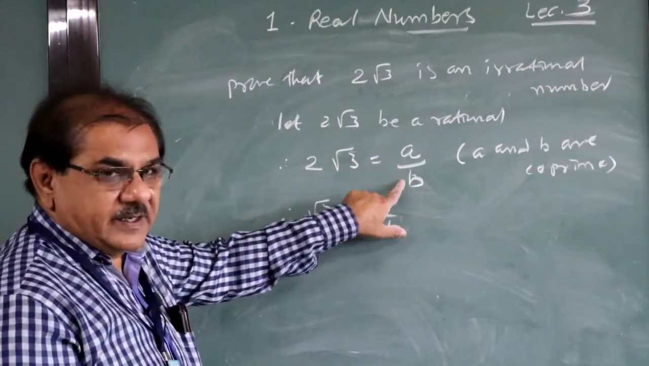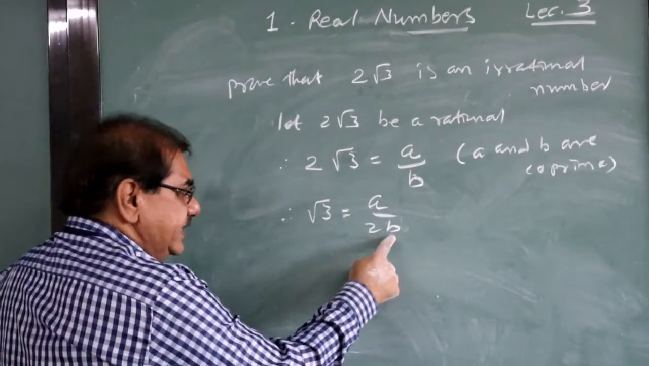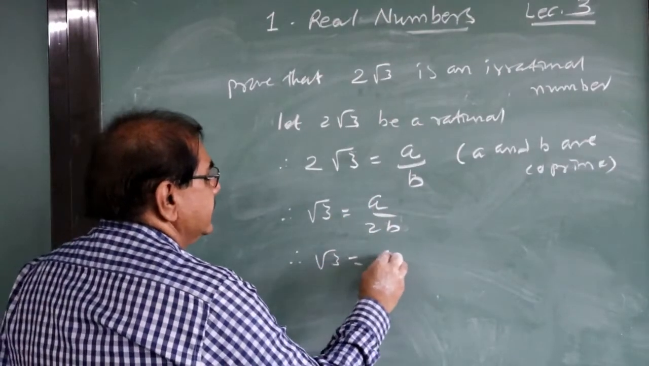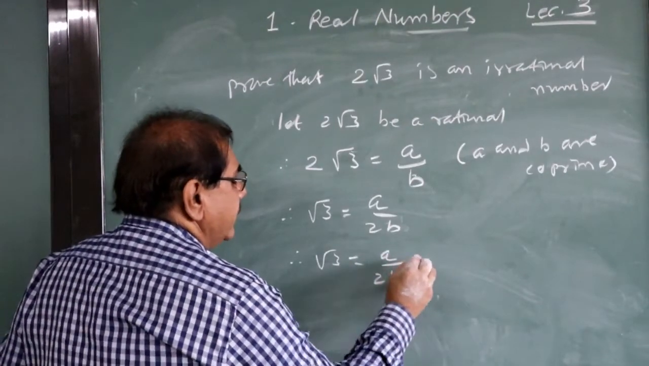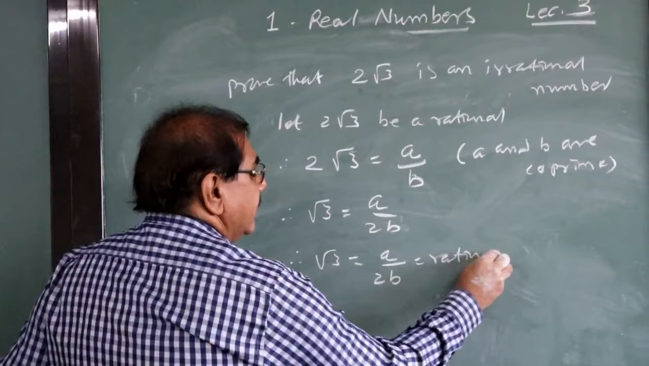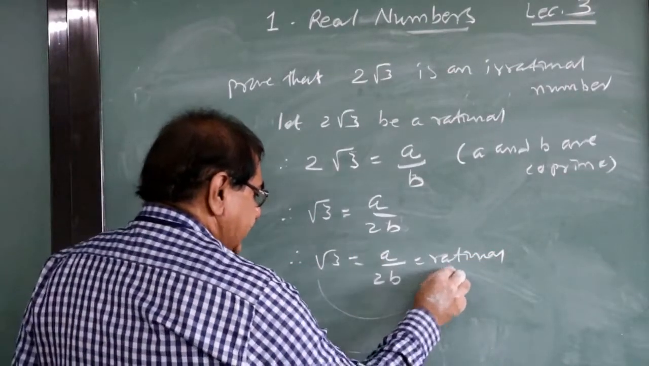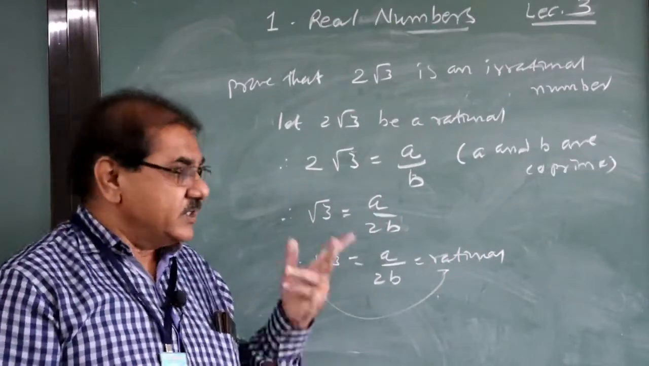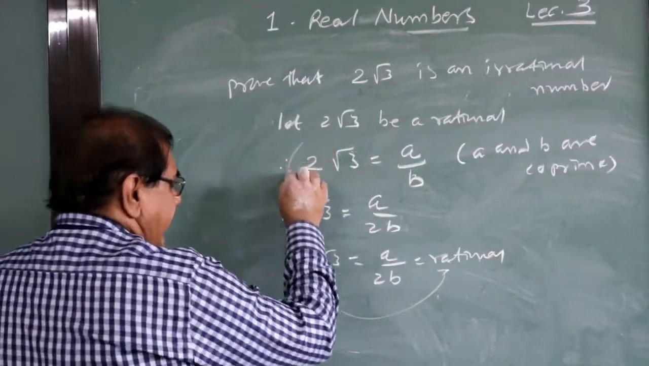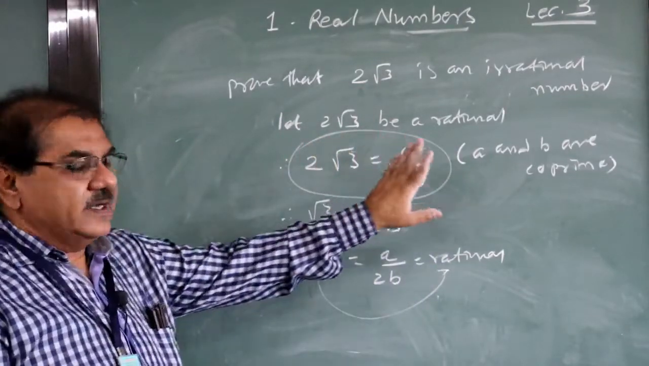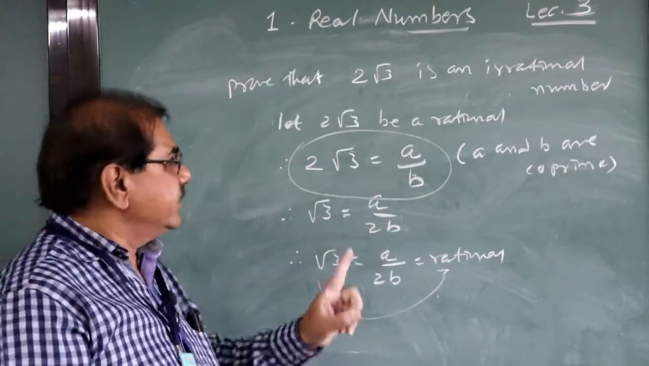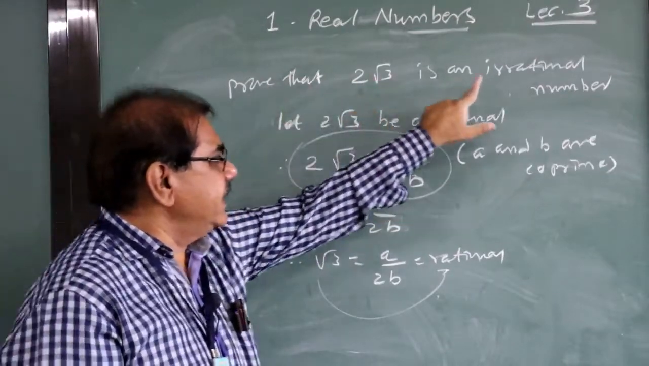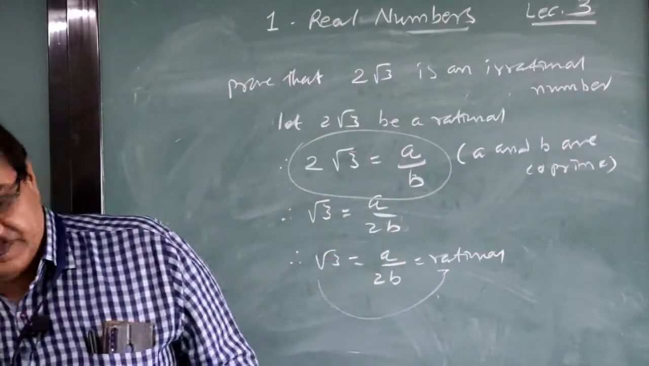Now as A and B are integers, A and 2B will also be integers. So A upon 2B will be a rational number. So I can say root 3 is equal to A upon 2B, which is rational. But we know that root 3 is not a rational number. So one side is rational, one side is irrational. How is it possible? So there is some mistake. What was the mistake? That we assumed 2 root 3 to be a rational number. That was a fault. So we correct it: 2 root 3 cannot be a rational number. So 2 root 3 is an irrational number. Okay?